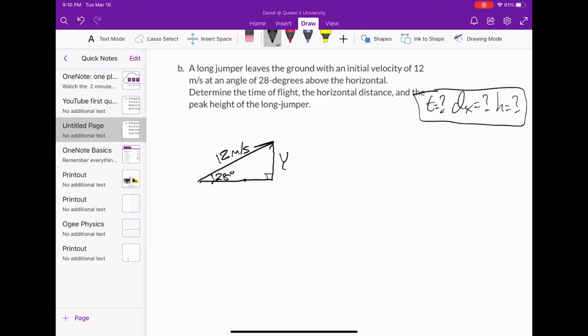And here we will know our y velocity at takeoff and our x velocity at takeoff. So this triangle here is all for the takeoff velocity. It's not representative of the entire jump. The whole actual jump will look something like this, with a takeoff of 28 degrees and a landing of 28 degrees.